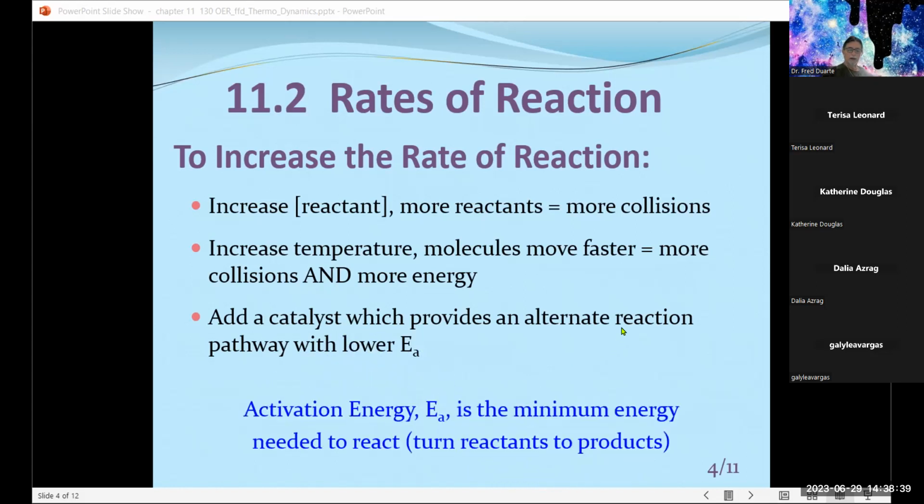So energy of activation is the minimum amount of energy needed to have the reactants become products. Anything less than that, the reactants just don't go over the hill. Think of this energy of activation as trying to overcome this hill. We're going to have profiles of that in a second to demonstrate that.